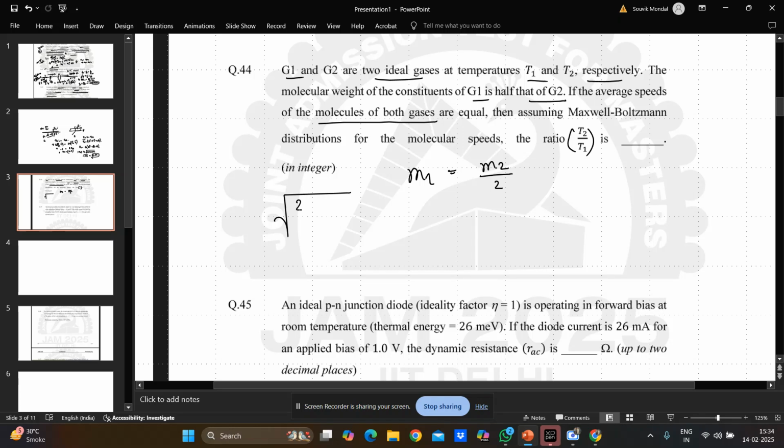So the average speed is root under 2kT by m, and they are mentioning they are equal. So it is simply telling that T1 by m1 is equal to T2 by m2, and m2 is simply 2m1. So T2 by T1 is equal to 2. Okay, so this is an easy problem. You should get 1 mark here.